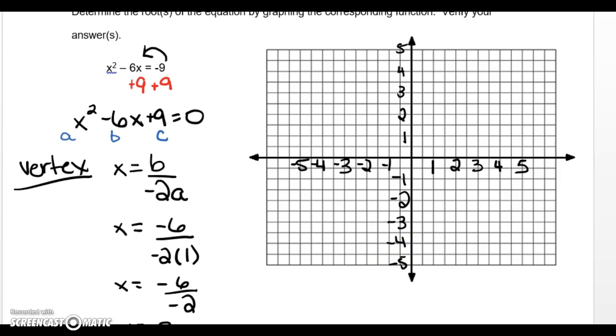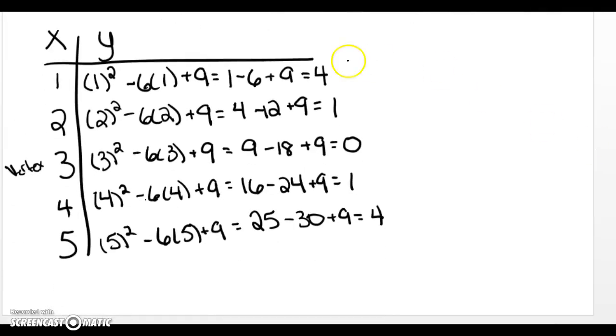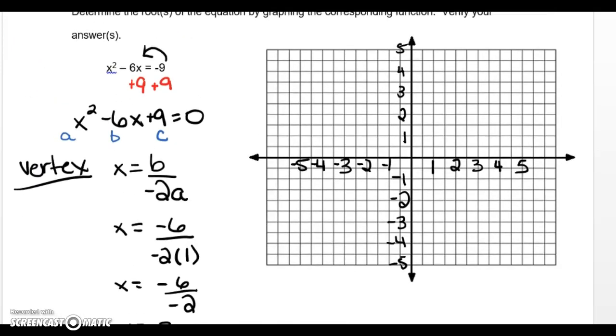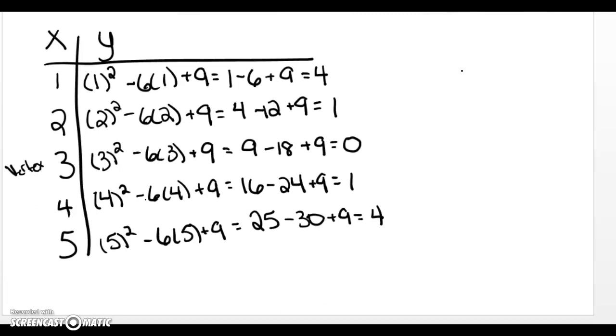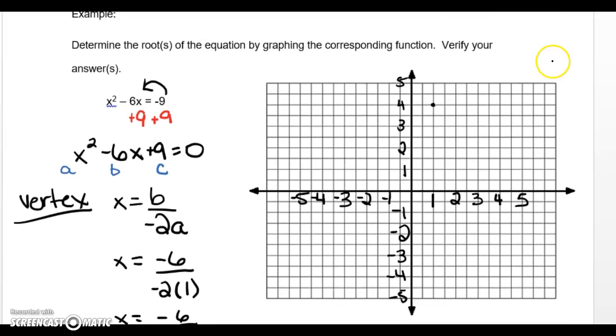All right, so from here, now we have our x and y axis labeled. Now we can go ahead and start to graph. So our first value here is x is equal to 1, y is equal to 4. So x is equal to 1, y is equal to 4. Then our next value there is 2 and 1. So x is equal to 2, y is equal to 1.